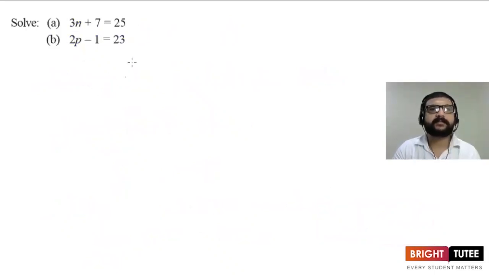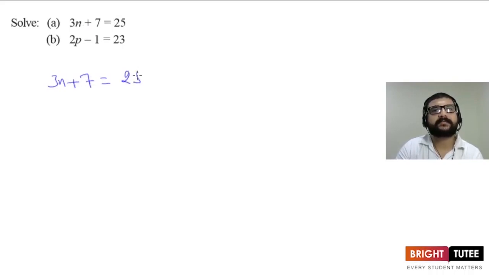Now let's see one more question. Here we have to solve these two equations. The first equation is 3n plus 7 is equal to 25. Now by solving this equation means we have to find the value of n which will satisfy this equation. So what we are going to do for that? Here we have 3n plus 7 and we need value of n.